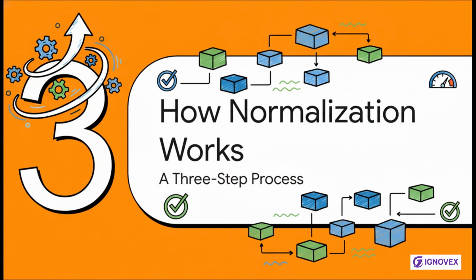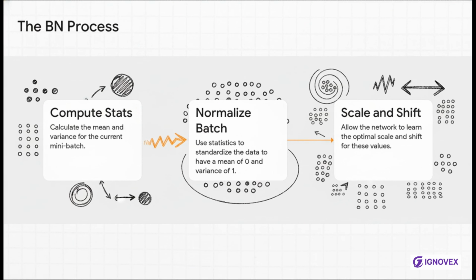Okay, so how does this magic quality control actually work under the hood? Well, it's actually a pretty straightforward, but really powerful three-step process that basically stabilizes the whole network from the inside. It's actually beautifully simple. So, step 1. For any little batch of data that comes through, the layer just calculates the average value and how spread out the data is. Step 2, it uses those numbers to normalize the data. It basically recenters it to have a mean of 0 and a variance of 1.